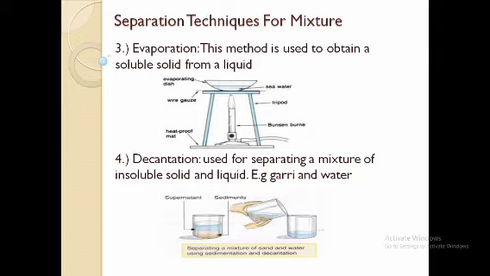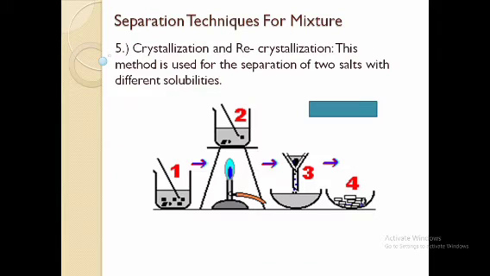So the liquid is decanted into a clean container, whereas we have our solutes at the bottom. This method is used for separating garri and water, and magnesium trisilicate. We also use this method for separating that.